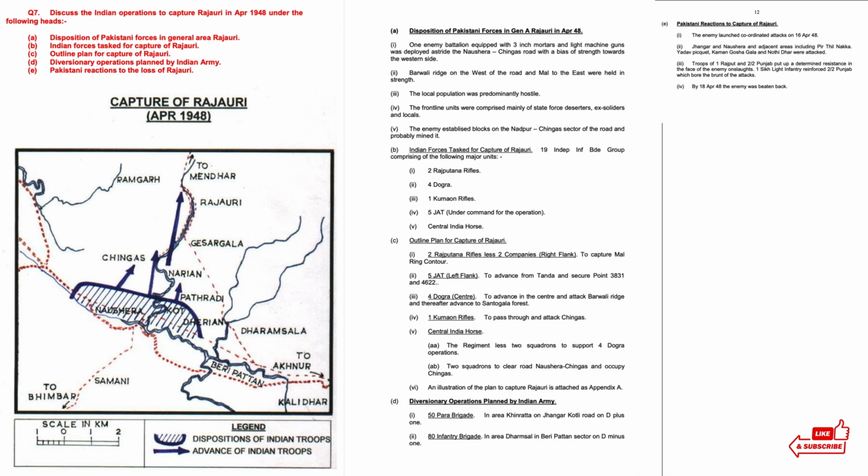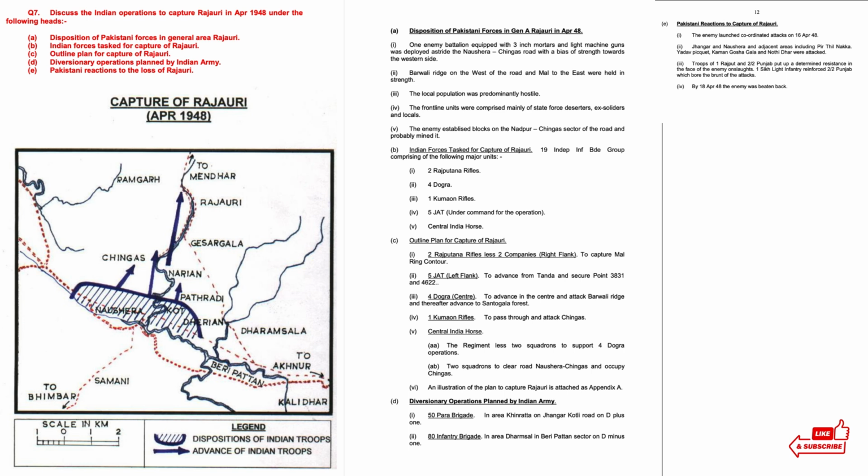Moving on to question 7. Discuss the Indian operations to capture Rajauri in April 1948 under the following heads. Disposition of Pakistani forces in General Area Rajauri. Indian forces tasked for capture of Rajauri. Outline plan for capture of Rajauri. Diversionary operations planned by Indian Army. Pakistani reactions to the loss of Rajauri.